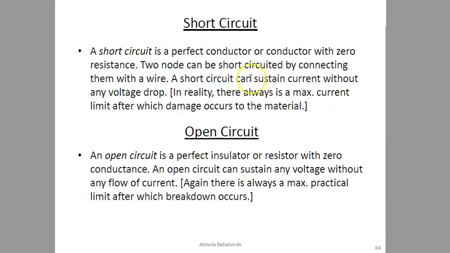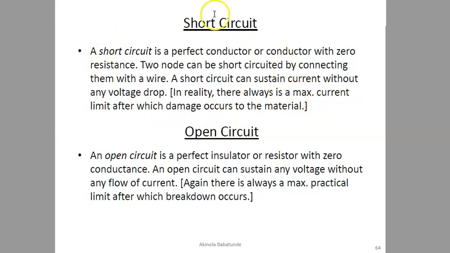We will quickly talk about short circuit. A short circuit is a perfect conductor, or a conductor with zero resistance. Two nodes can be short-circuited by connecting them with a wire. A short circuit can sustain current without any voltage drop. In reality, there always is a maximum current limit after which damage occurs to the material.